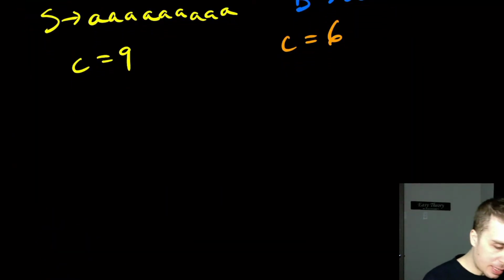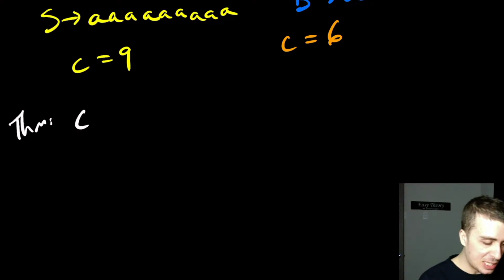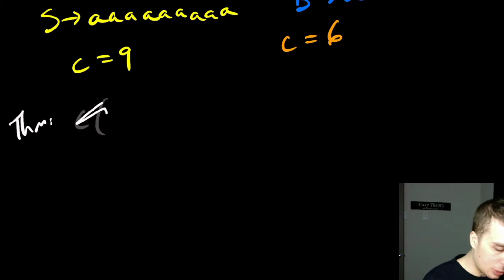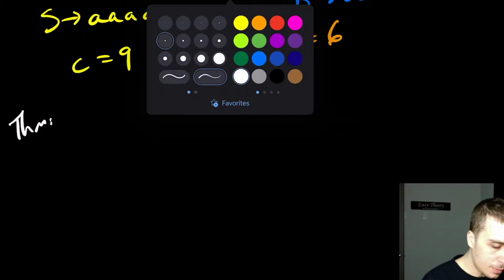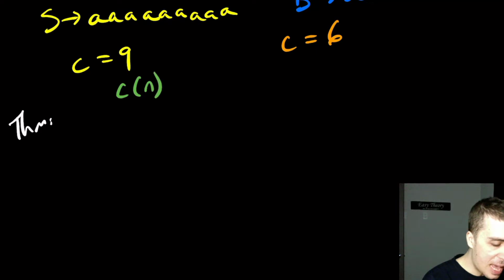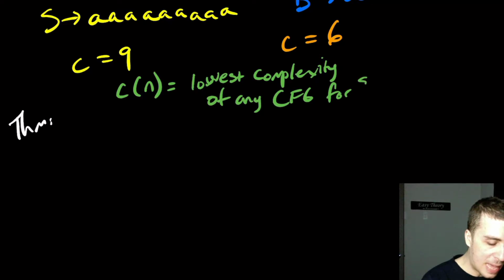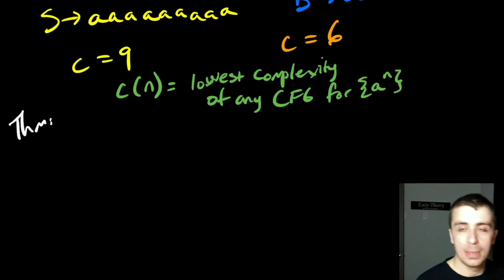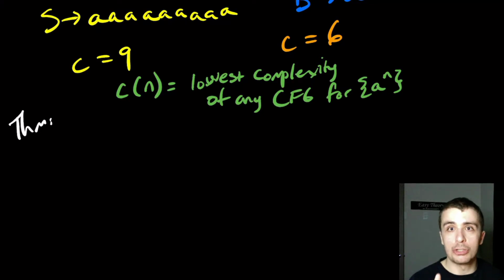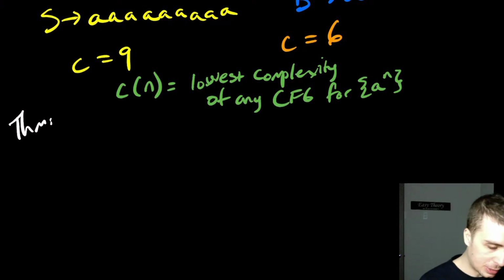There's one thing that I can prove right here. I should define something first. The C of n, I'm going to define to be the lowest complexity of any CFG for that language above, a to the n. Remember, this is a single string, not a whole set of strings.